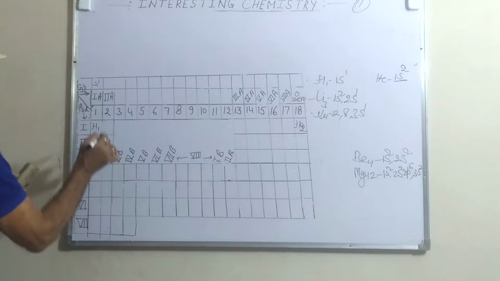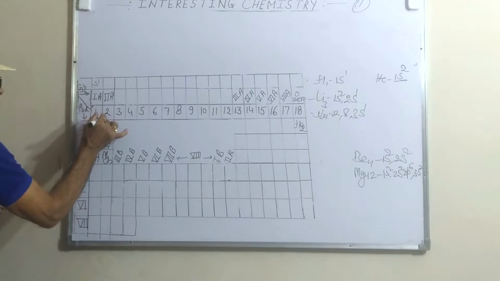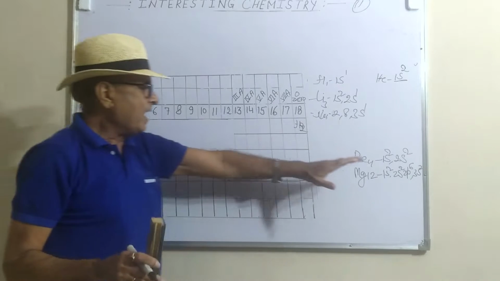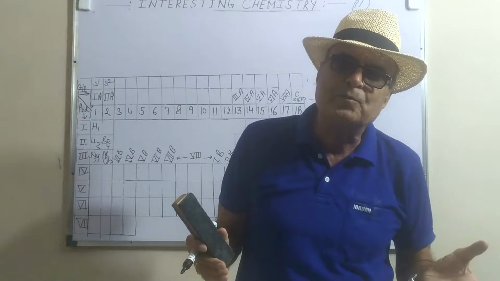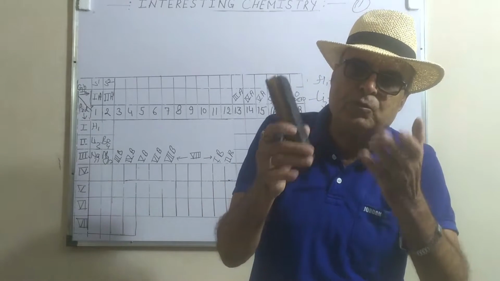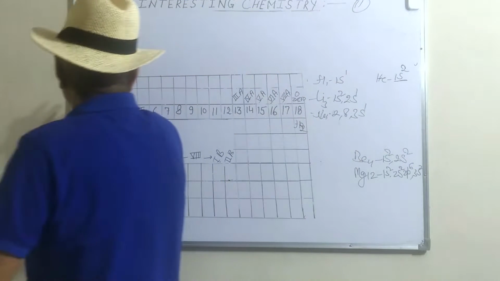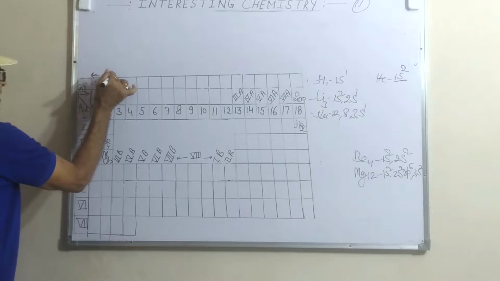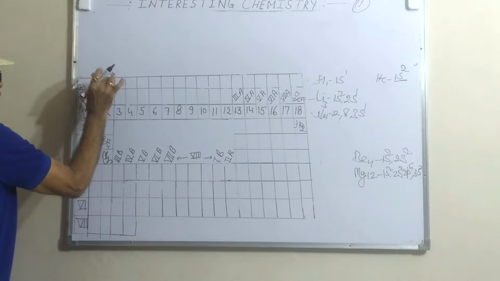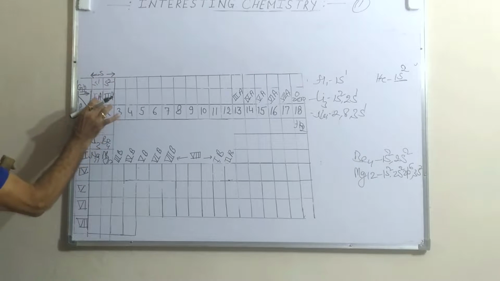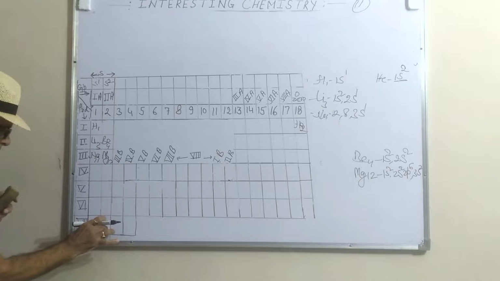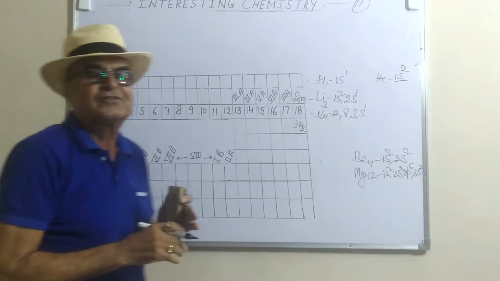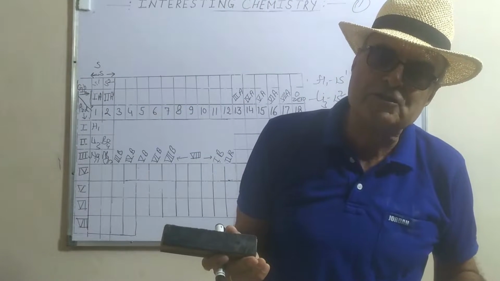Here you can write second group, or second A. This is s2 because the last entering electron will occupy the s orbital in the form of s2. So this is the filling of s1 and s2. So these elements, which are found in the first and second group, from here I will write all the elements later, are called s type of elements. This is the first classification.